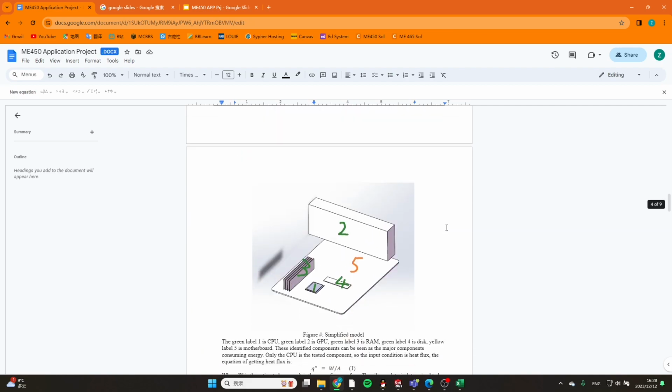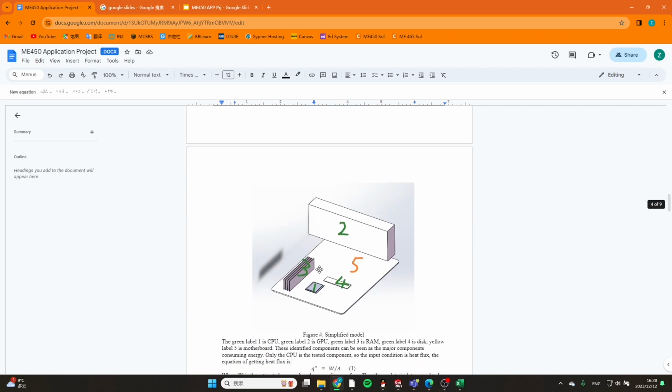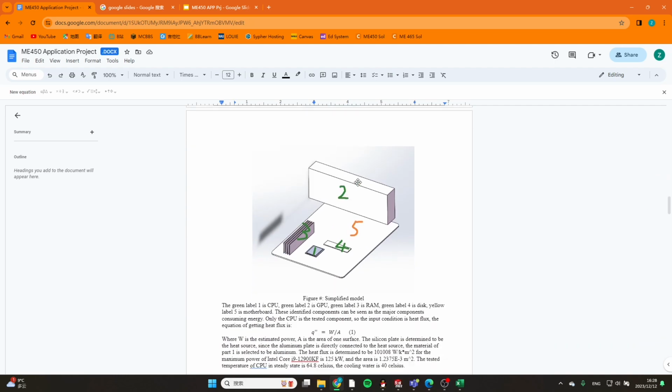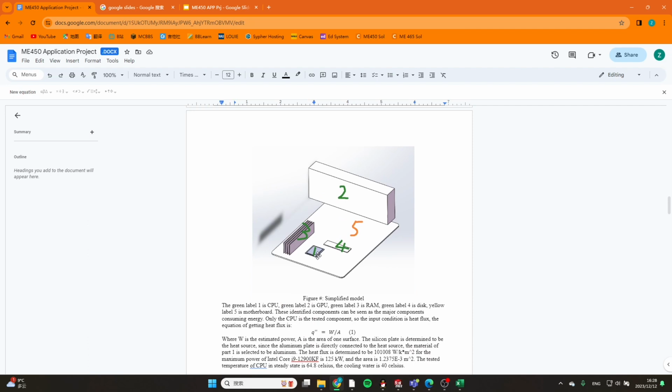So we came up with a simplified model. It's very close to this one, just looks easier. This one is CPU, GPU, RAM, disk, and motherboard. For the boundary conditions, only the CPU serves as the tested component. So this should be a heat flux calculated by the area and the power, and the maximum power.